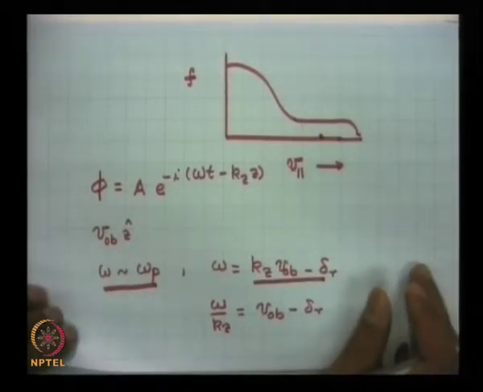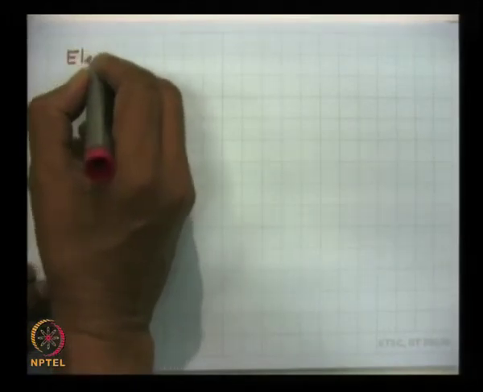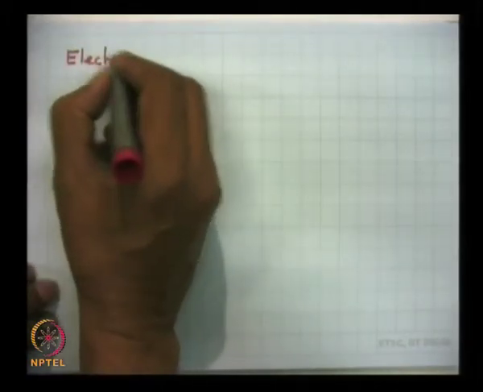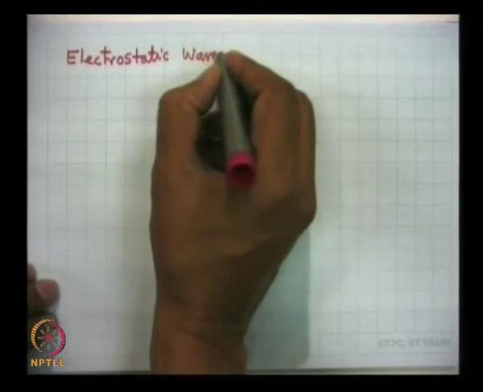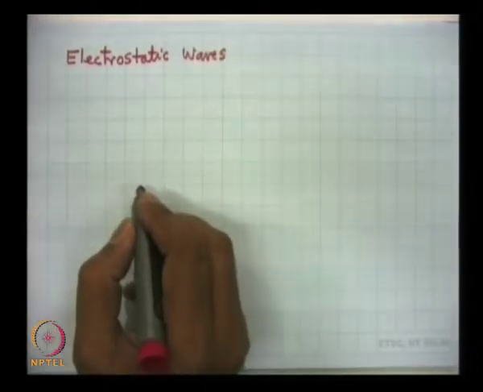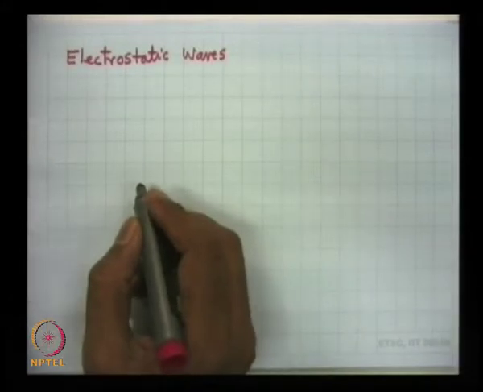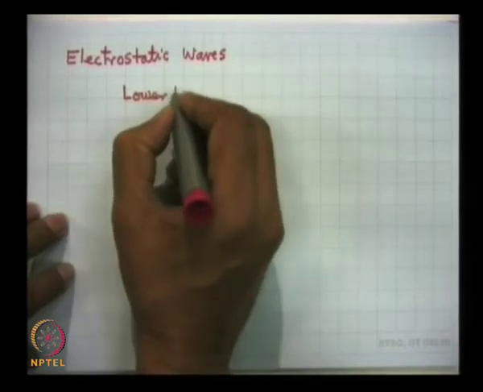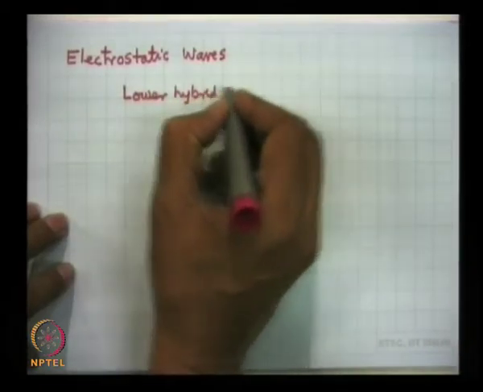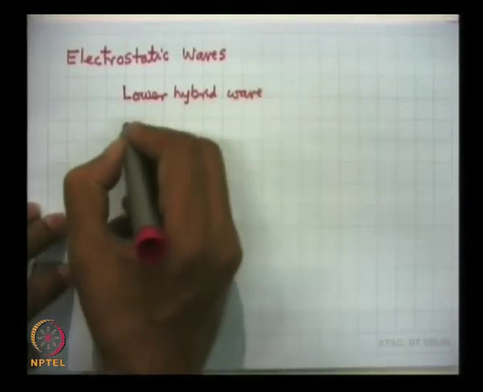However, in a tokamak there is a magnetic field, and the magnetic field allows a much larger variety of electrostatic waves in the plasma, and there is some beauty in that. Let me mention something. First of all, the Langmuir wave breaks into two branches. One is called the lower hybrid wave, and the other the upper hybrid wave.